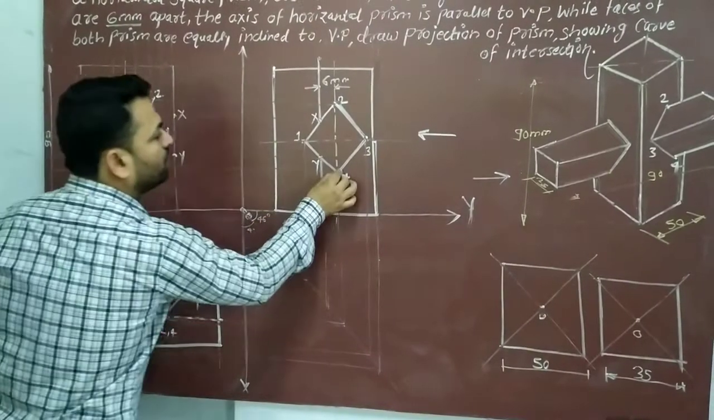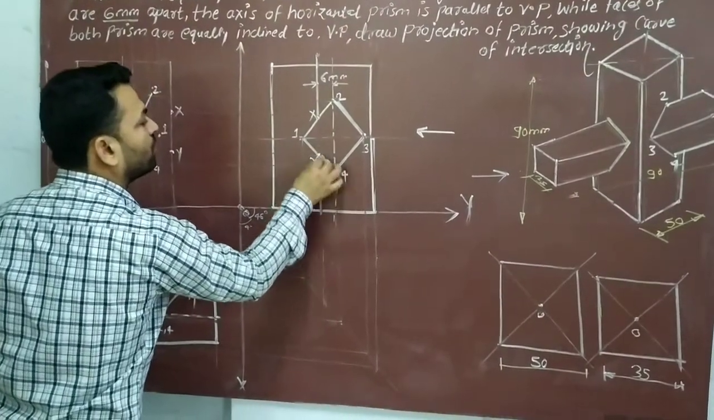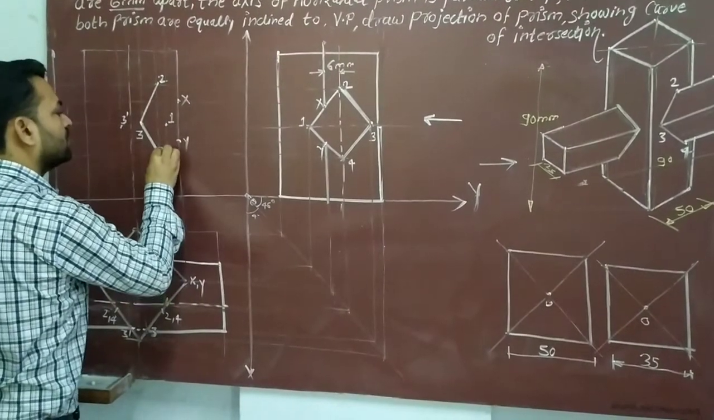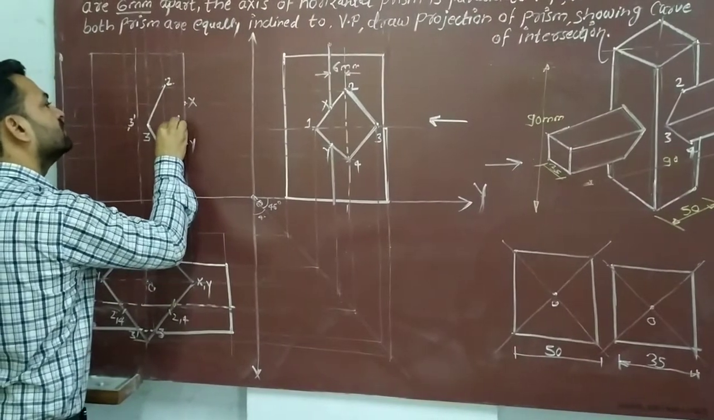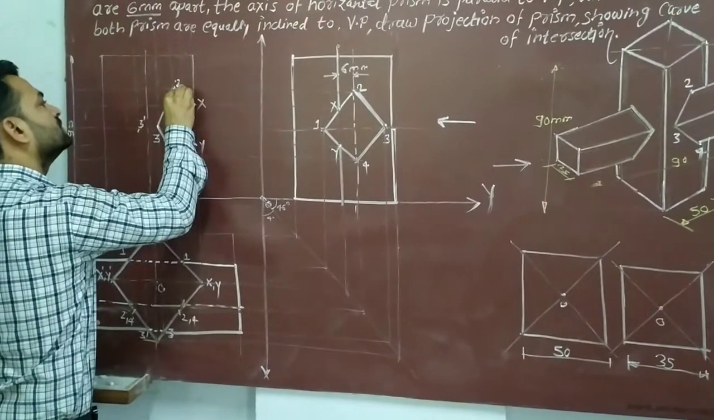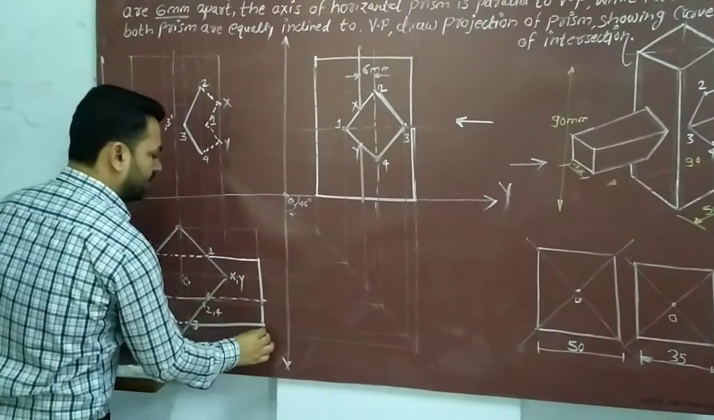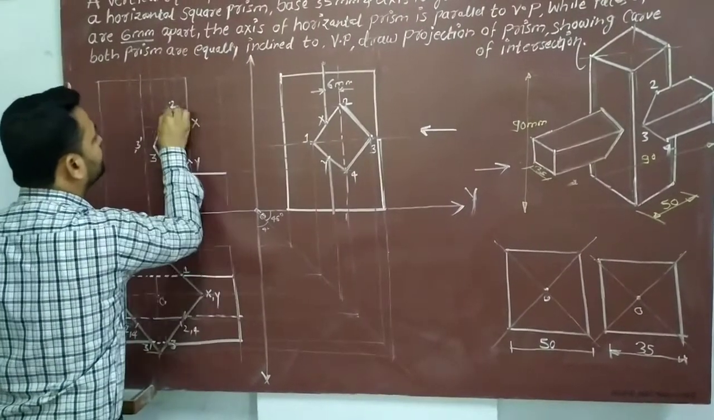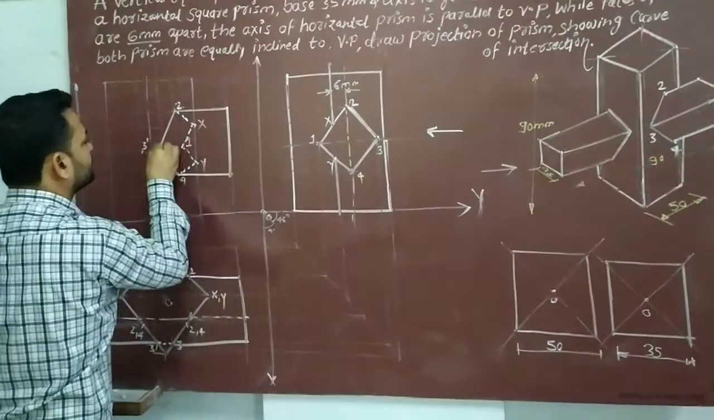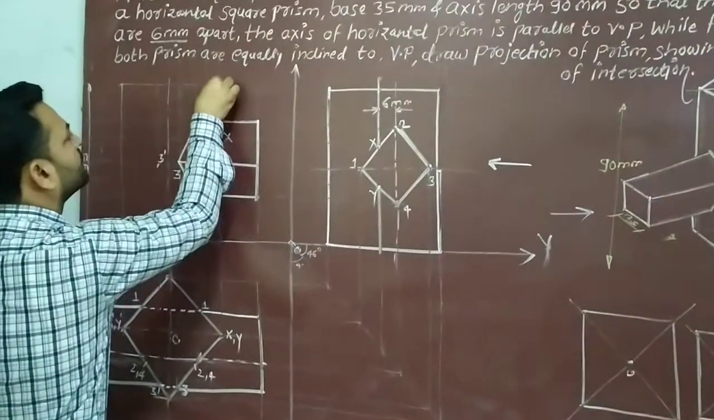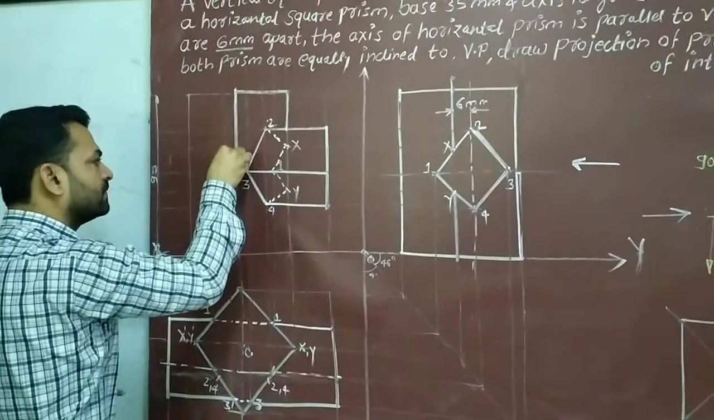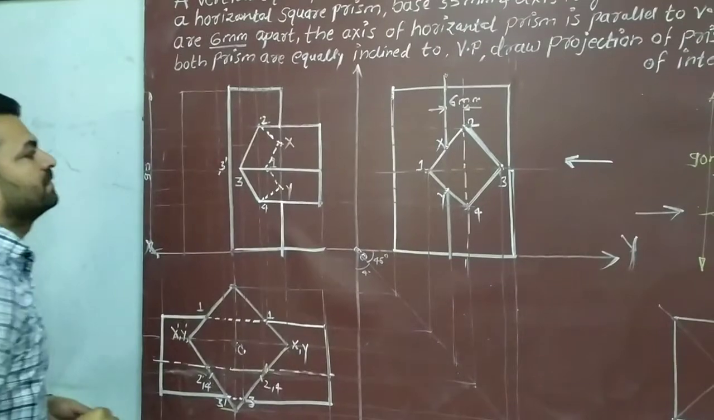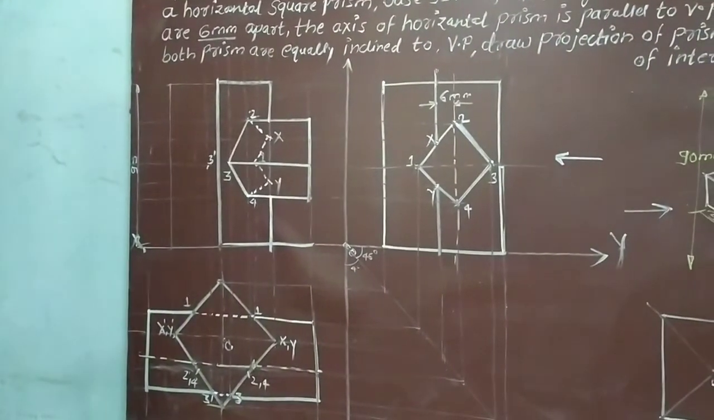But 4 to y and x to 2 will be invisible. So this is the invisible part. Okay, and after taking the projection in the front view, this curve will be like this. Okay, this is the half portion of the intersection.